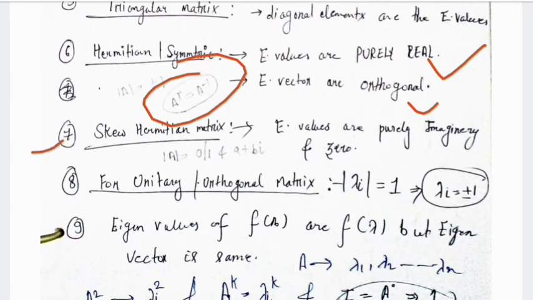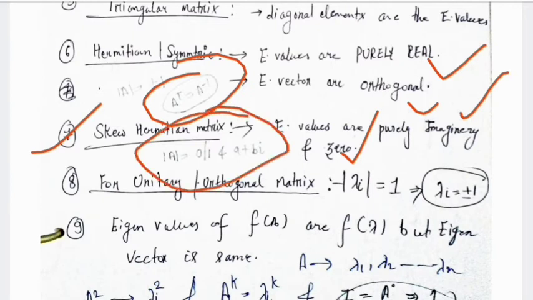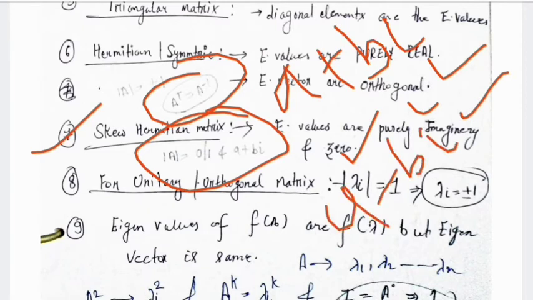Now next is the skew Hermitian matrix. In this case, the eigenvalues are purely imaginary or 0. Okay, so when we have a skew Hermitian matrix, the eigenvalue is purely 0 or imaginary, like a plus bi or a minus bi.